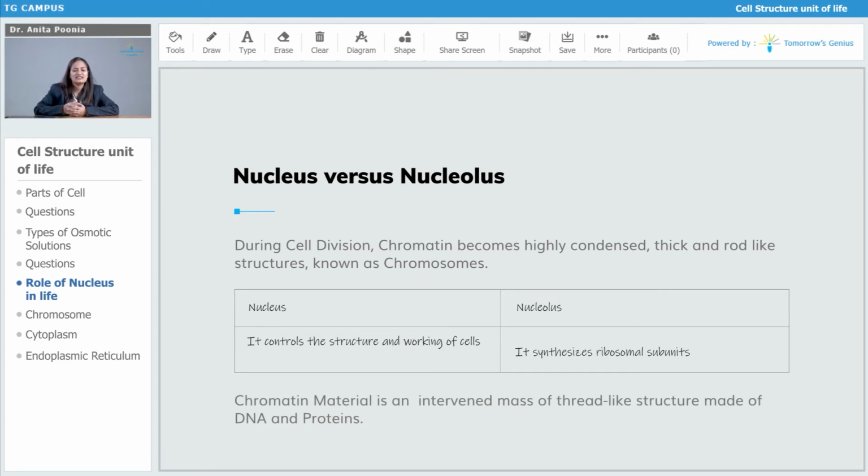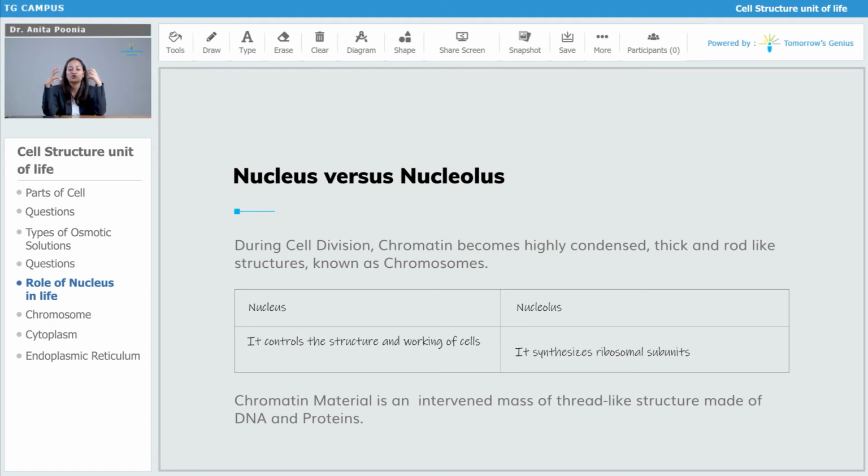You know, chromatin material is an intertwined mass of thread-like structure that's made up of DNA and protein. So now you understand the difference between chromatin and chromosome. What is chromatin? Chromatin is the earlier stage. Chromatin is a material that is an intertwined mass of thread-like structure made up of DNA and protein, right? DNA and protein make chromatin.